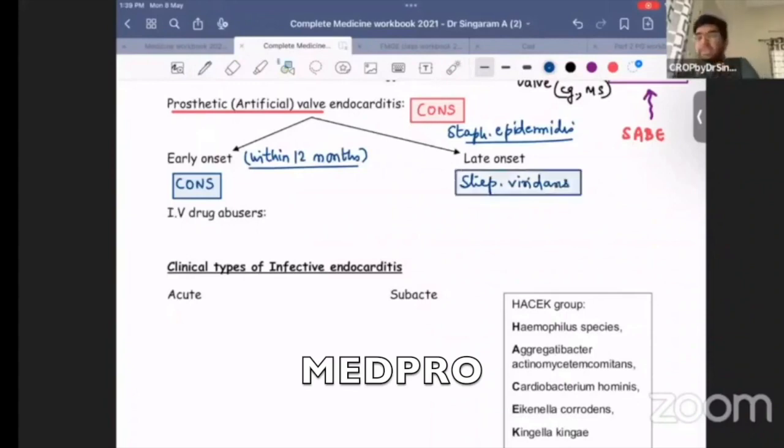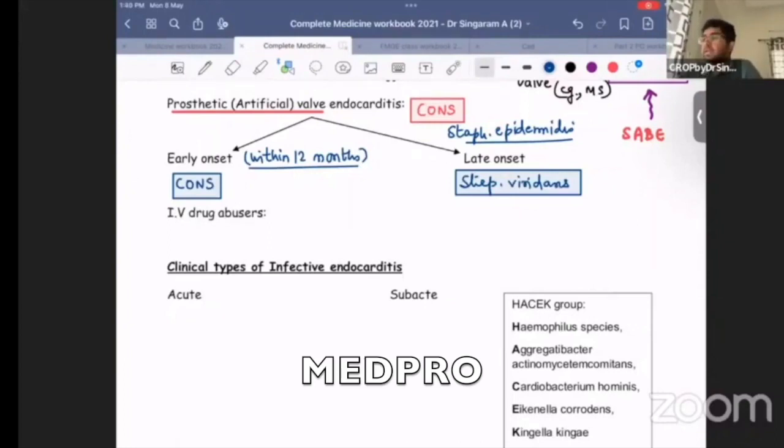So depending on the question, you have to answer. Okay, that is the point which I wanted you to remember. Very simple, plain question, something like, what is the overall commonest cause of prosthetic valve endocarditis? Your answer will be Staph epidermidis. That's all. It's over. If they are specifically mentioning within 12 months or after 12 months, then you have to answer accordingly. Within 12 months, it is CoNS, and after 12 months, it is Streptococcus viridans.